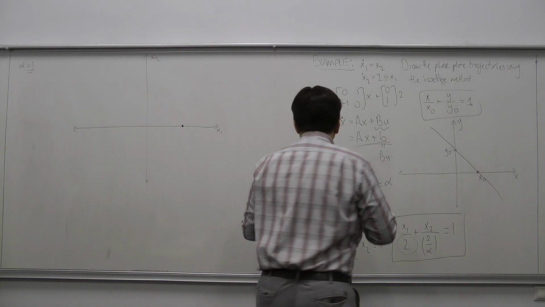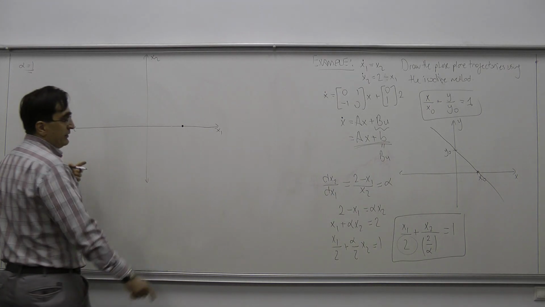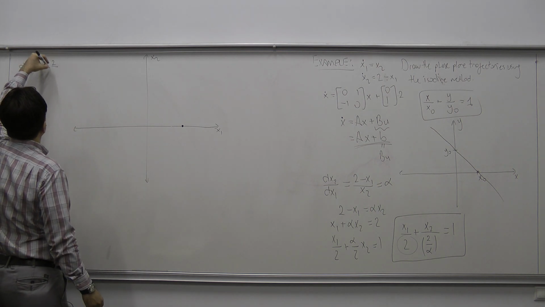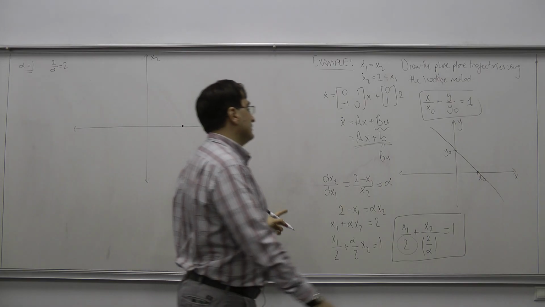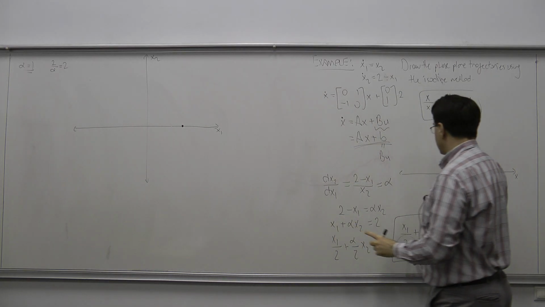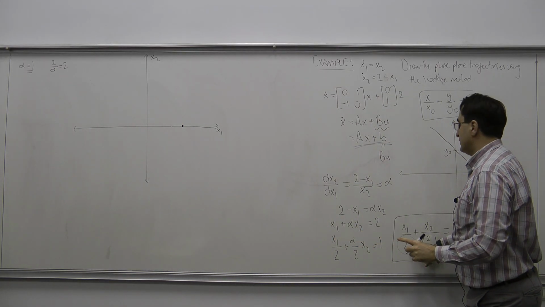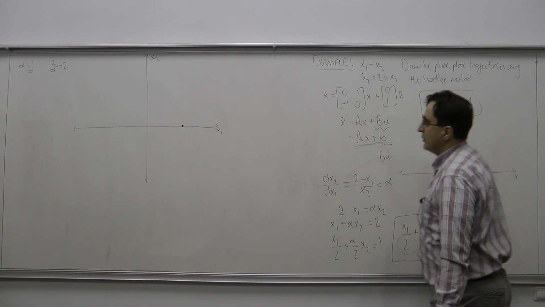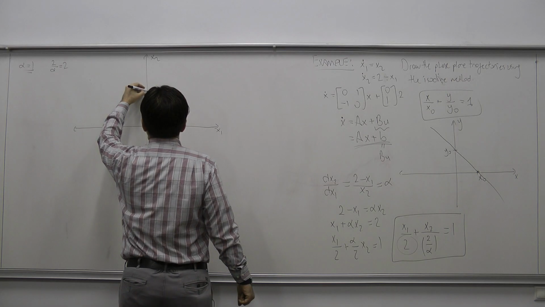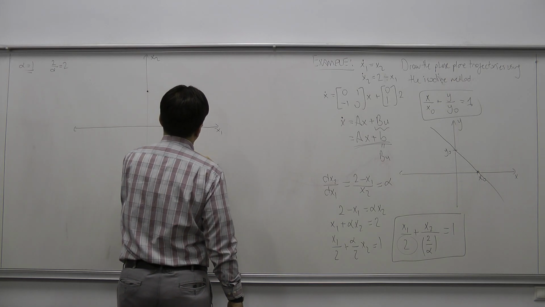If alpha is equal to 1, then 2 over alpha is equal to 2. This means that this line is going to pass through 2 on the x1 axis, and it passes through 2 on the x2 axis. So I have this line here.